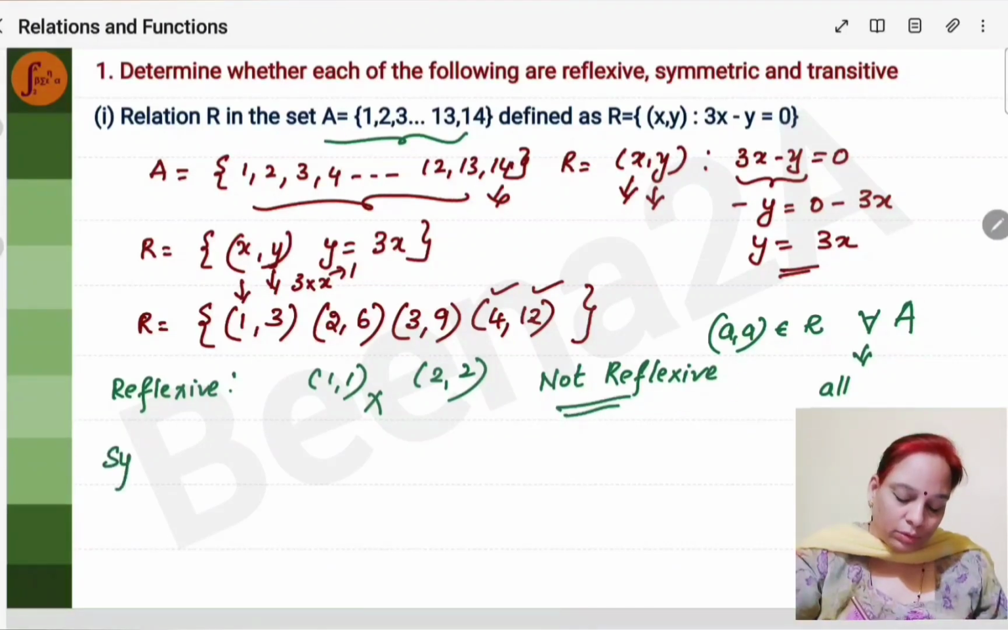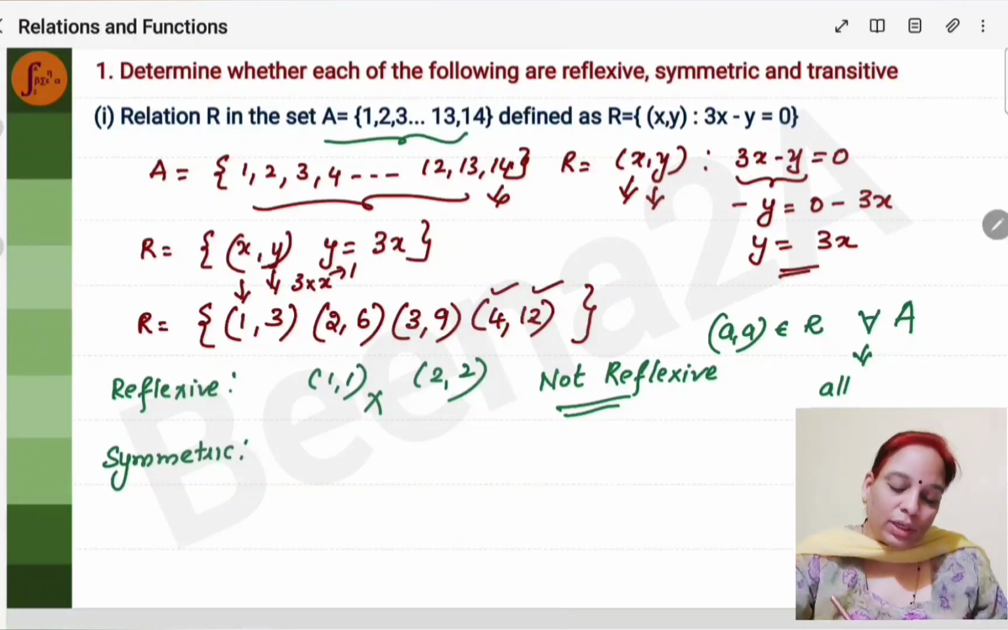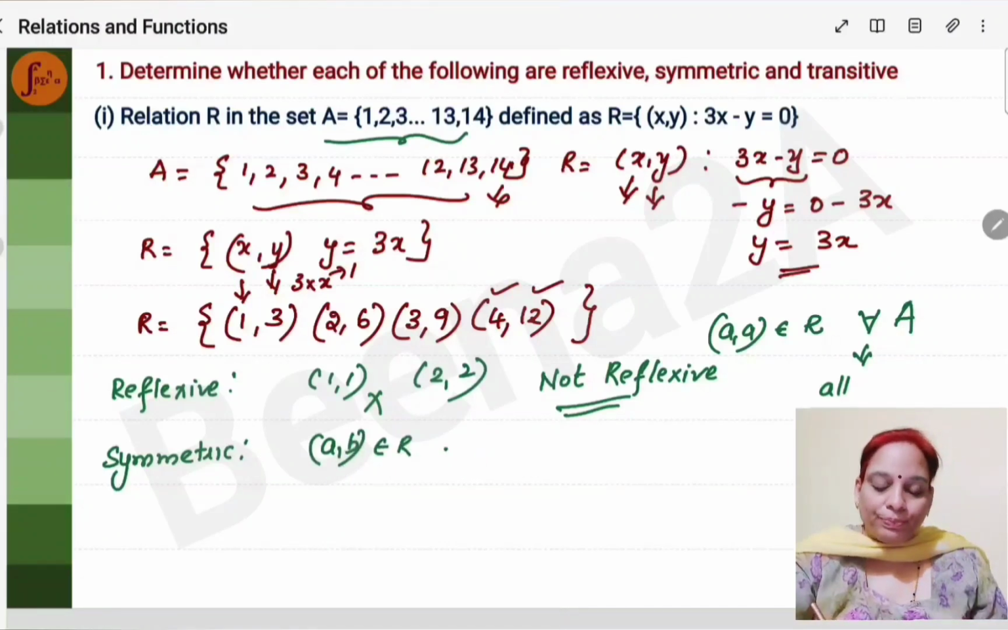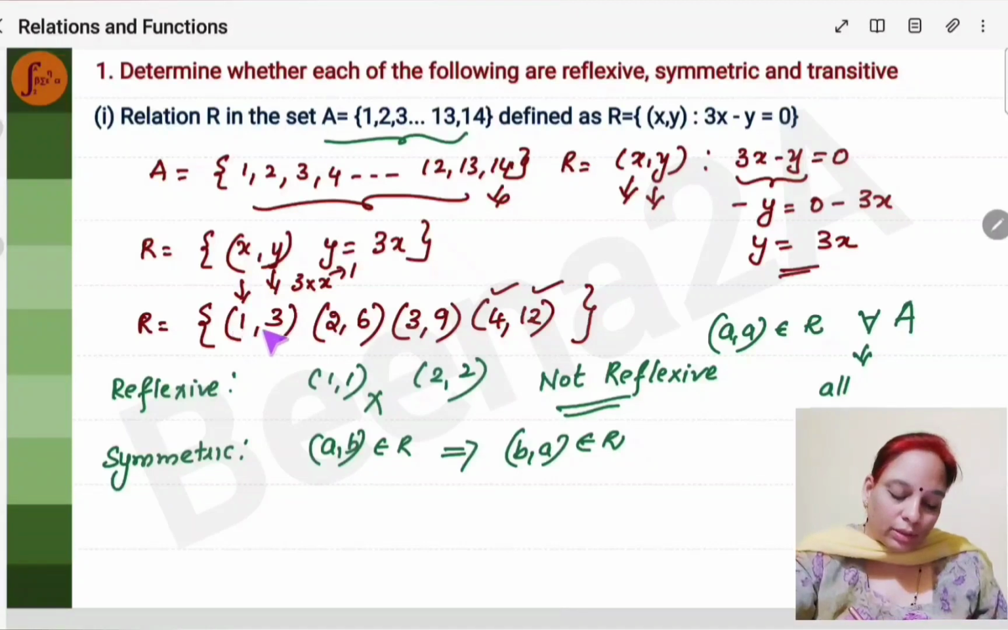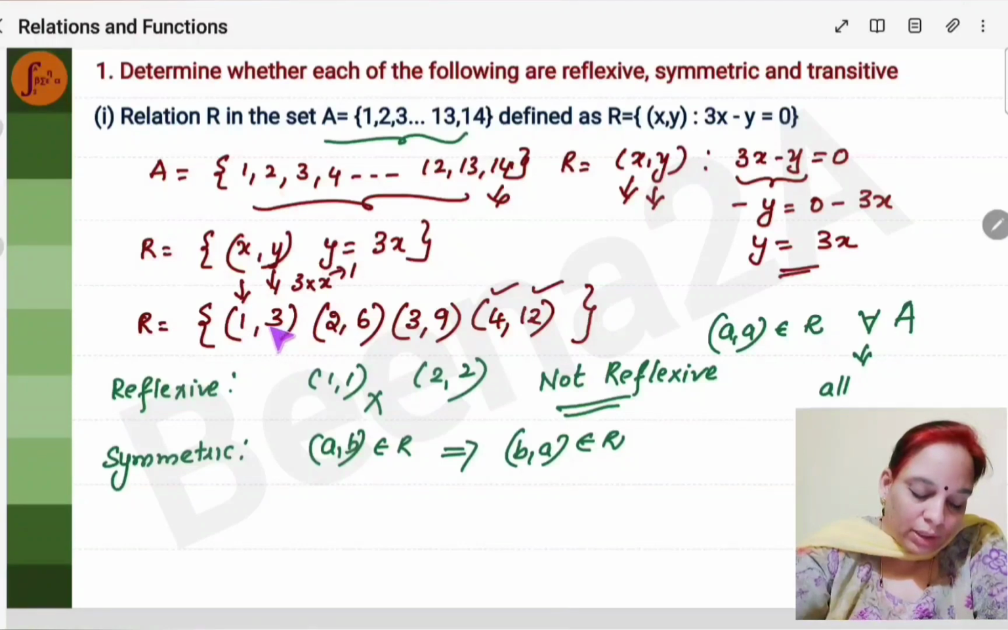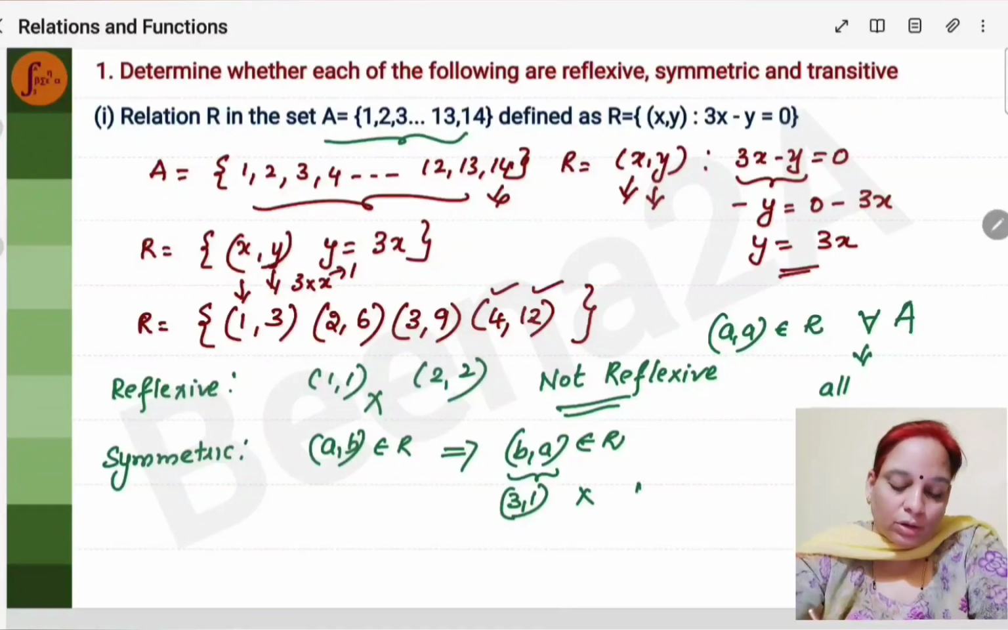Now we'll go through the second type of relation, that is symmetric. What is the condition for symmetric? If A comma B belongs to R, this implies that B comma A should also belong to R. Looking at the ordered pairs in the relation, you have 1 comma 3. Then you should have the reverse combination, 3 comma 1. Is 3 comma 1 there? No. Since 3 comma 1 is not there, this is not symmetric.